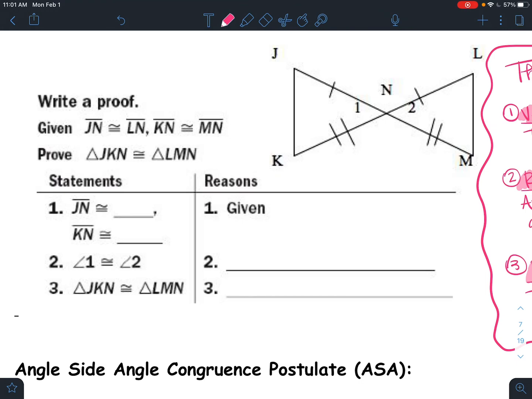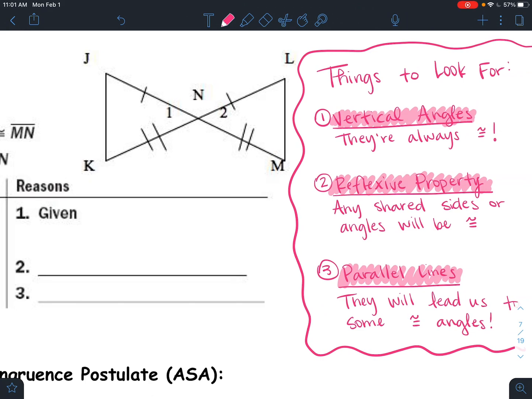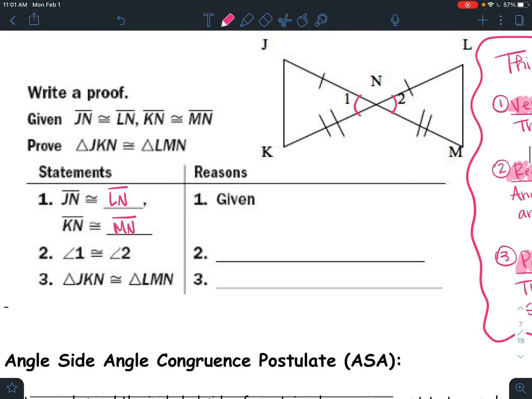And we want to prove the 2 triangles are congruent. So if we look here, JN and LN are congruent, KN and MN are congruent, and that is given. And then here, if we look at our big three things to pay attention to, we do have a set of vertical angles. Angles JNK and LNM are vertical. We've also numbered them with number 1 and number 2 to just make it a little bit easier.